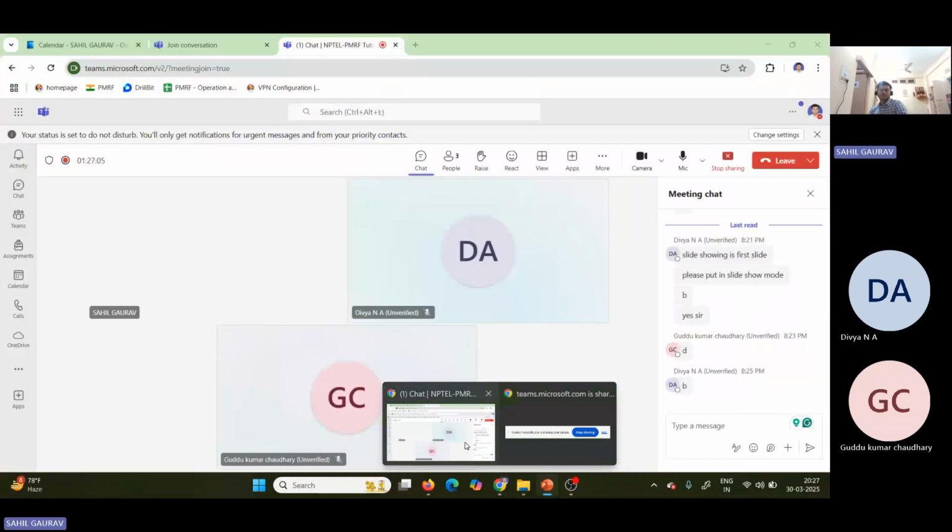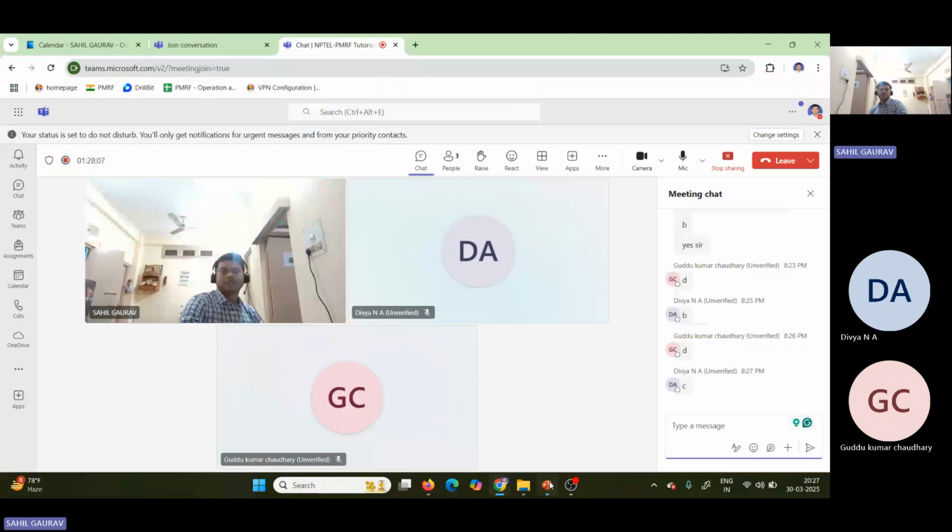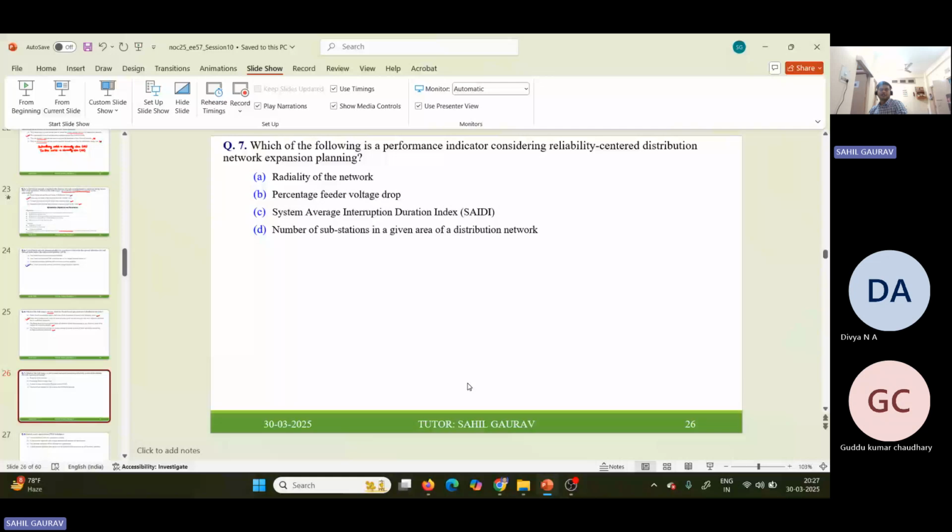Yes, Dev, your answer is correct. Very good. Because it is just like CLLI, which you were asking about at the time, it is a performance indicator. So CLLI is also a reliability index that Sanjeev Ganguly sir has introduced in his research paper.